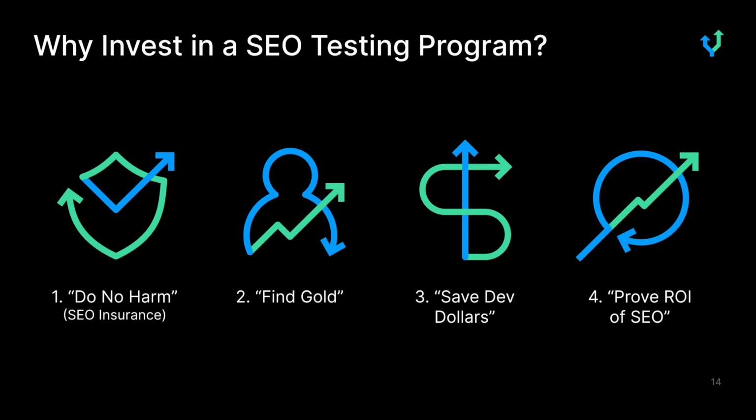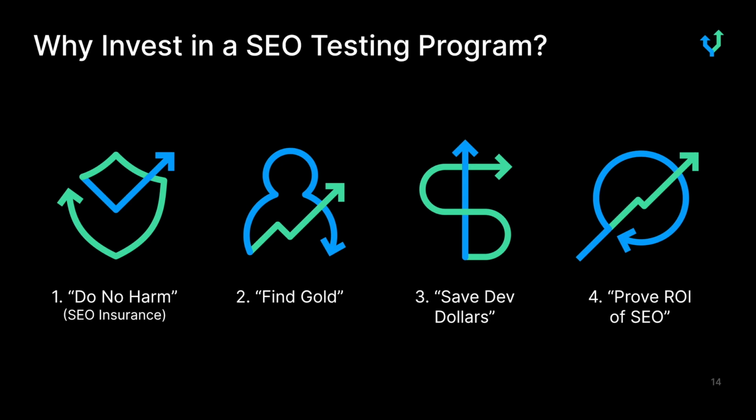Number 3, save dev dollars. Most SEOs tell me that they push between 10 and 20 changes to dev per month or per quarter. They also tell me that half of those changes that they push to dev aren't going to do anything to help SEO. However, they don't know which half. So what if there was a world where you never again pushed a change to prod that wasn't going to significantly impact SEO? For most enterprise brands, that could lead to $10,000 to $20,000 per month in saved dev dollars.